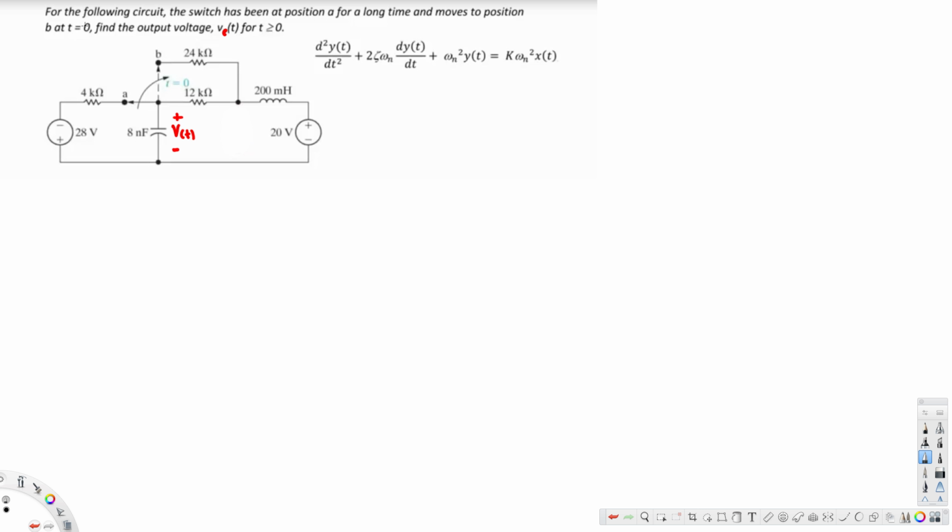Here the question is asking, for the following circuit the switch has been at position A for a long time and moves to position B at t equal to 0. Find the output voltage Vc of t for t greater than or equal to 0.